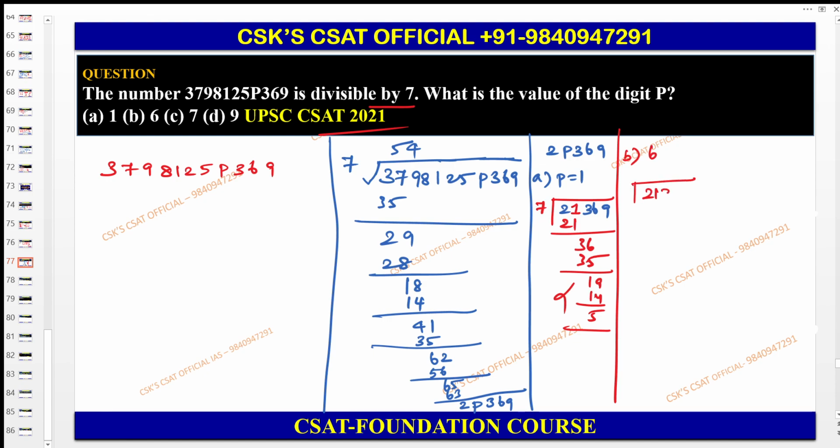2 1 3. Okay, in the place of P, I am replacing 6 here. 26369. So 7 here. Right. 21 goes. Then 53. 49 goes. Here 4. Then 6. Then how many such goes? 42 goes. 49. Yes, 49 is completely divisible by the 7 table. So with this itself, you are getting the answer now. B is the right answer.